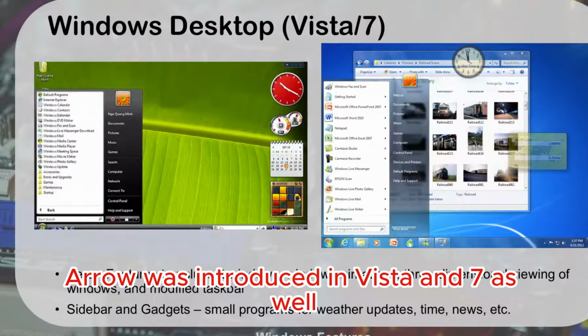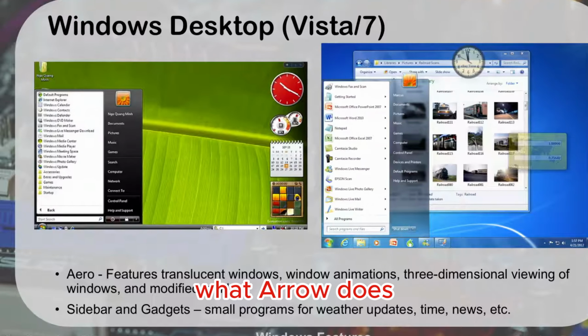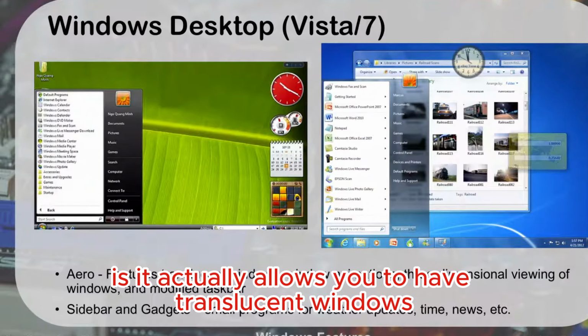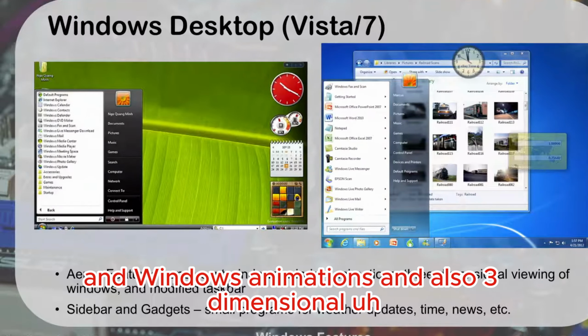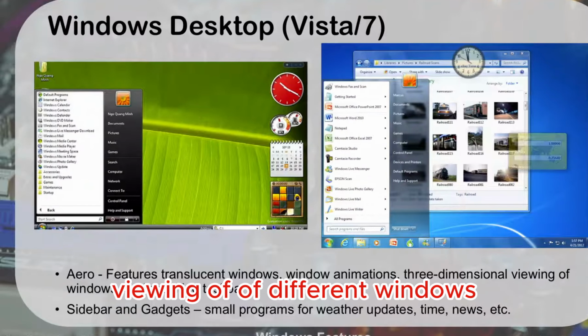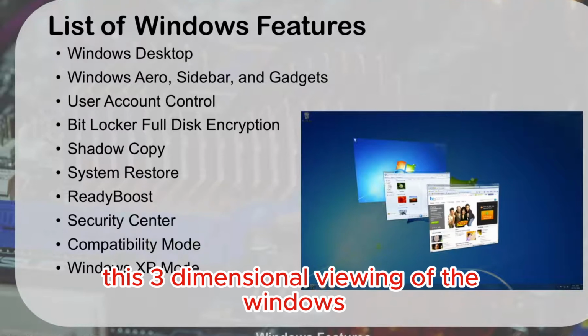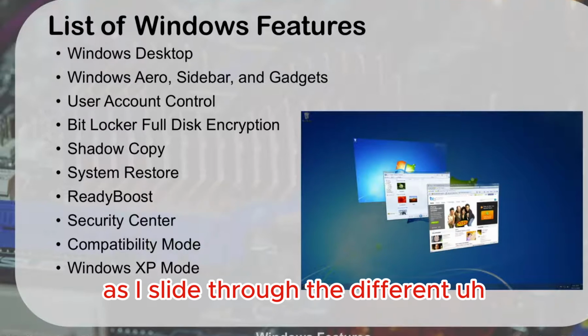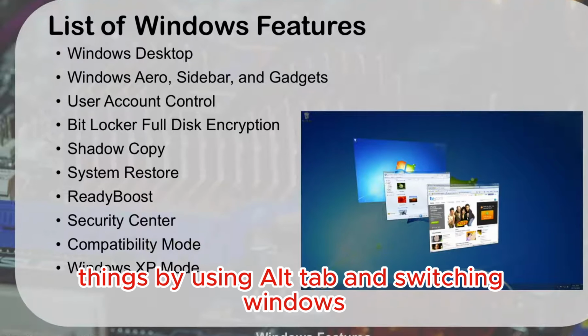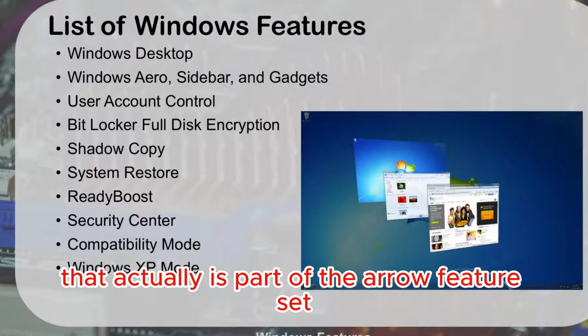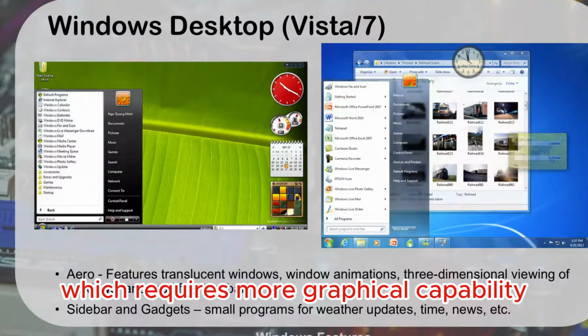Aero was introduced in Vista and 7 as well. What Aero does is it allows you to have translucent windows, Windows animations, and also three-dimensional viewing of different windows. So if you look back a couple of slides, this three-dimensional viewing of the windows as I slide through the different things by using Alt-Tab and switching windows, that is part of the Aero feature set, which requires more graphical capability.